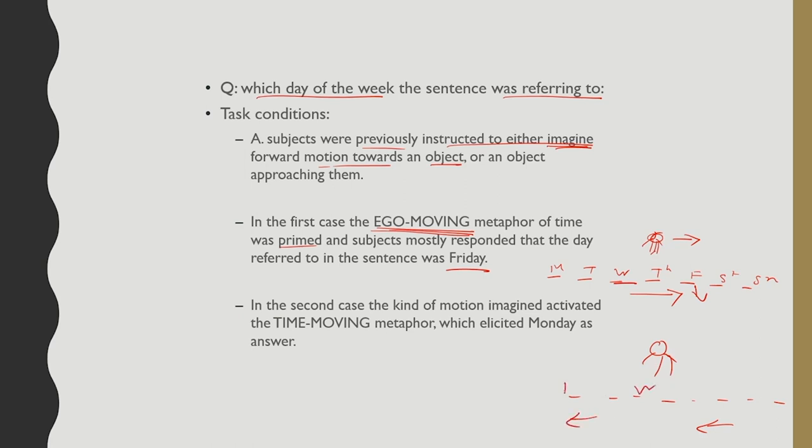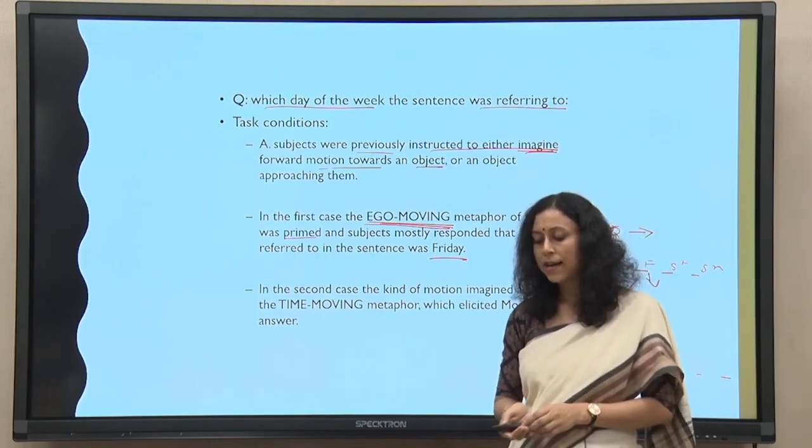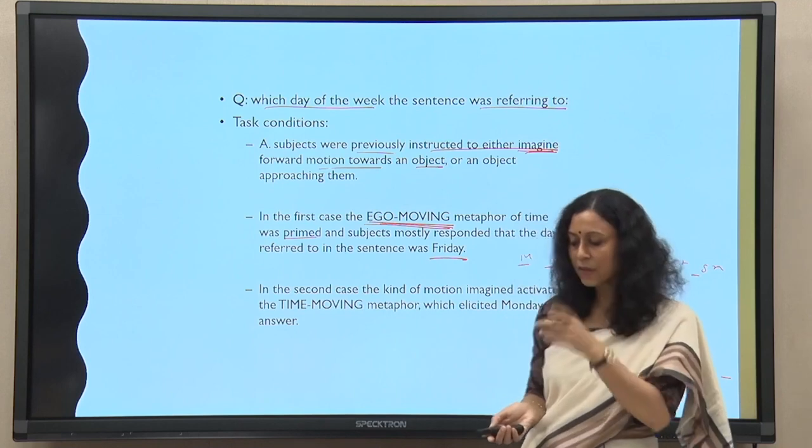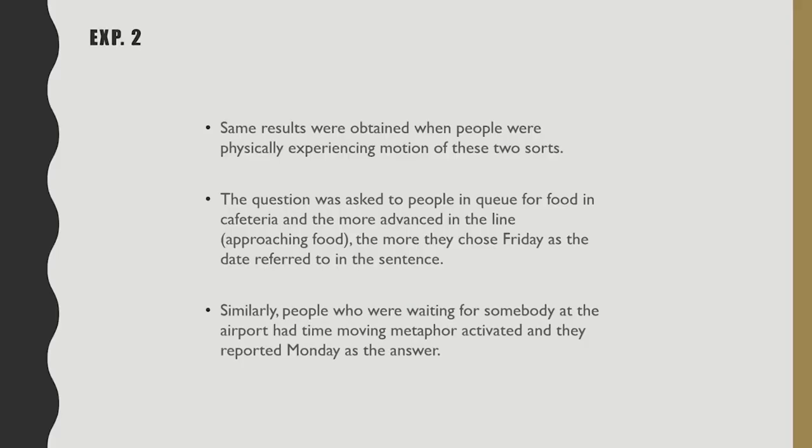now to Monday. This was the hypothesis, that if you have an understanding of ego moving in space or an object moving in space, then the understanding of time also will move accordingly. This was the hypothesis, and this is the result that actually proves that hypothesis. And this was an experimental work, not merely asking them about it. So, they had primed the subjects and they got the results that they had hypothesized.